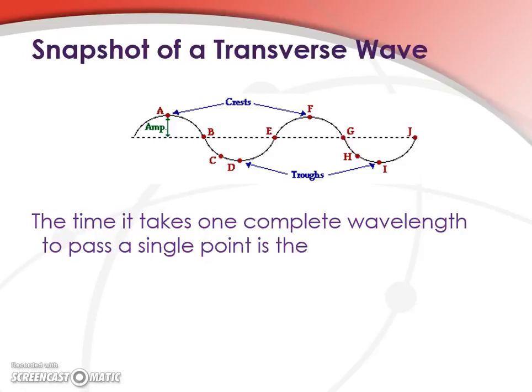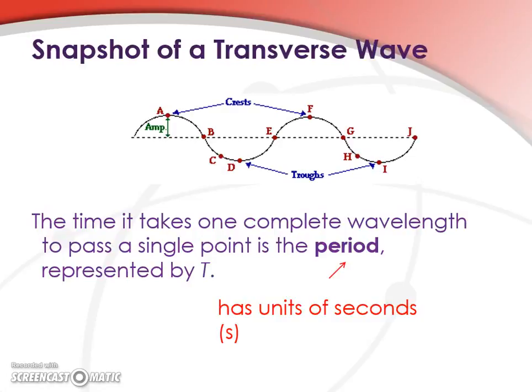But a wave, of course, propagates through time. So we can measure the time it takes for a complete wavelength to pass a given point. If we take point F, for example, and we wait for another maximum amplitude, that's a full wavelength. Well, we can call that the period of the wave, and we can represent that by capital T. And of course, since it's time, it has units of seconds.